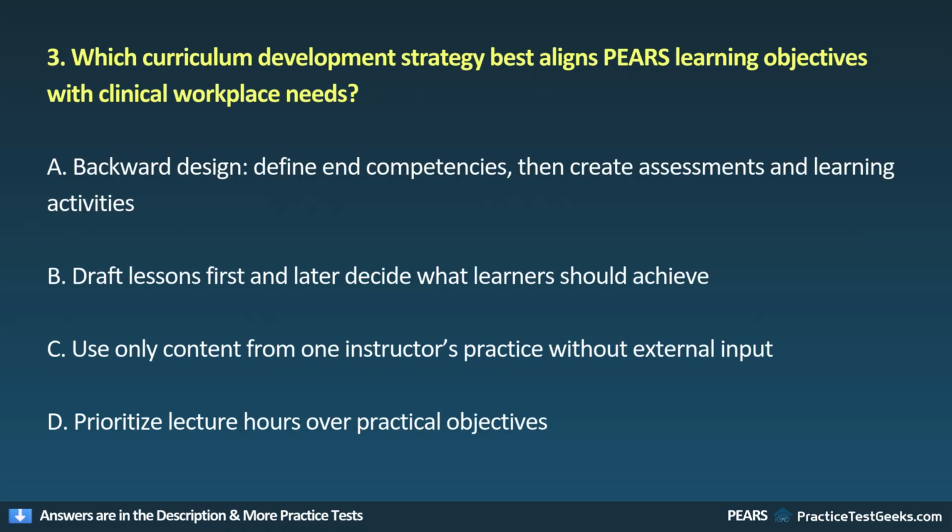3. Which curriculum development strategy best aligns PEARS learning objectives with clinical workplace needs? A. Backward design. Define end competencies, then create assessments and learning activities. B. Draft lessons first and later decide what learners should achieve. C. Use only content from one instructor's practice without external input. D. Prioritize lecture hours over practical objectives.